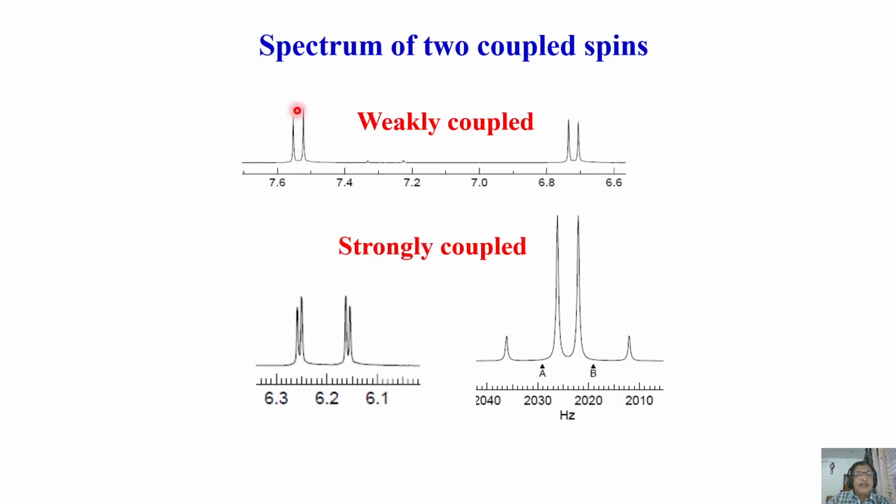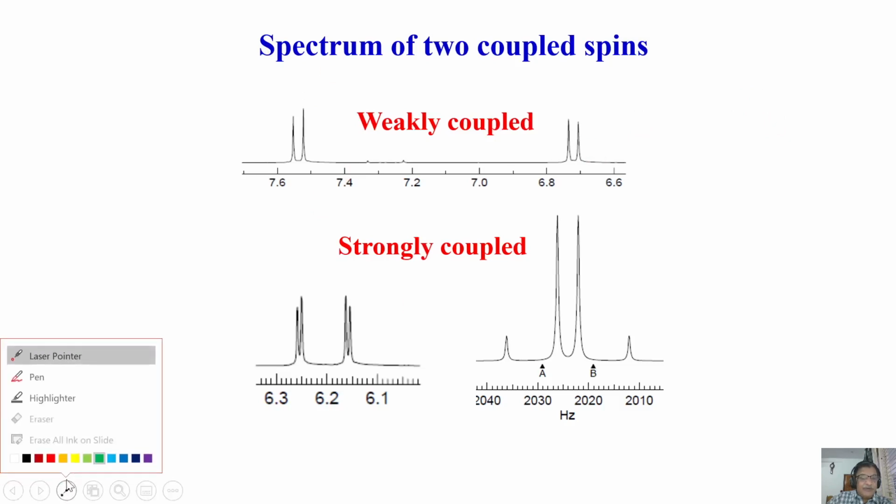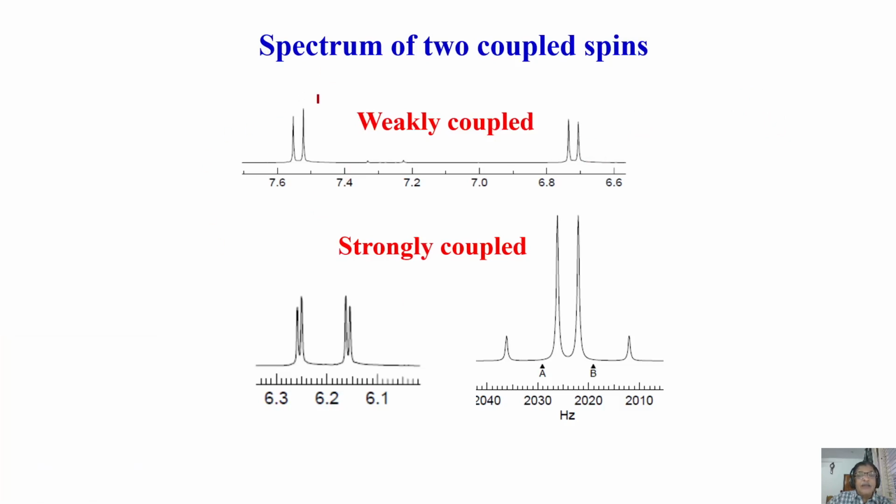Look at the example of this spectrum of 2 coupled spins. We took the example of 2 AX coupled spins, and we got 4 transitions. We calculated that by looking at the transitions: 2 for A and 2 for X. That's what we observed, right? Here we got 2 for A and 2 for X. This is a weakly coupled spin system.